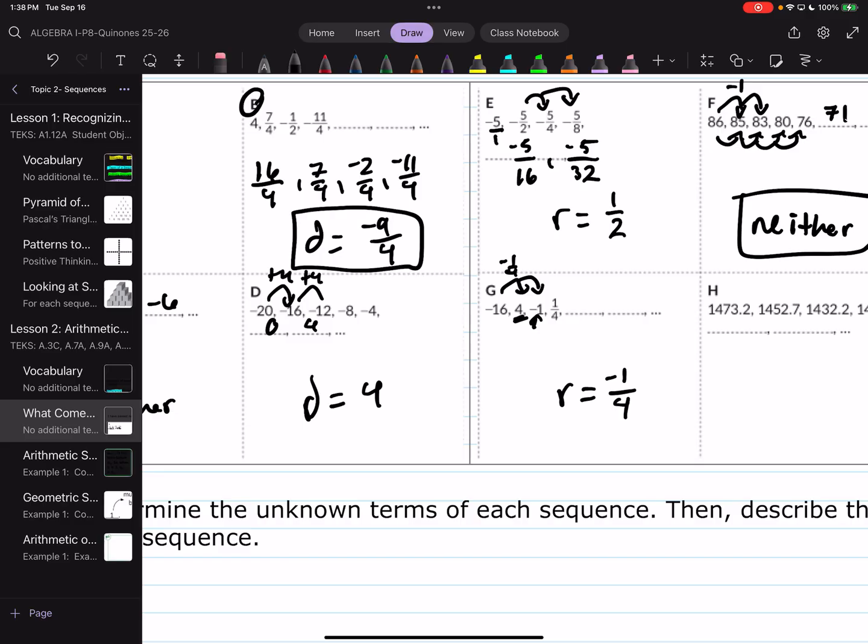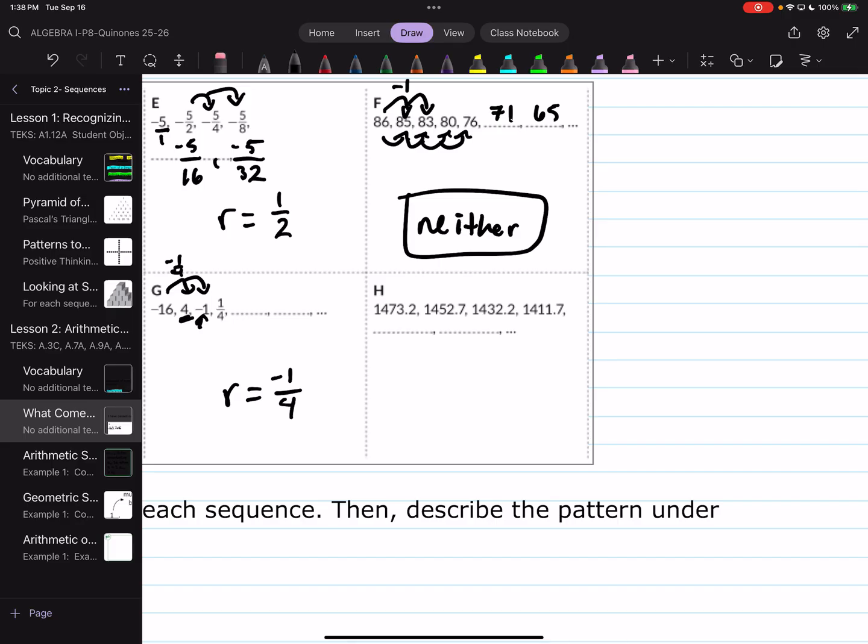All right, here we go. For H, arithmetic or is this a geometric sequence? It's a what? Arithmetic sequence. What does this mean? It means that I am adding some particular value. What am I adding to get to the next term? Negative 20.5. Does that work for each one of them? Yes, it does. So then what are the next two terms in the sequence?